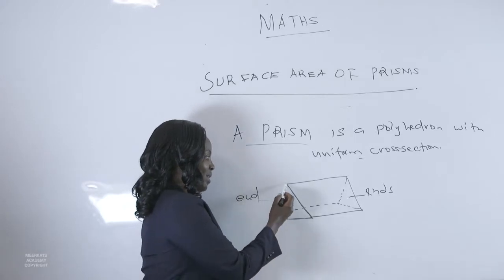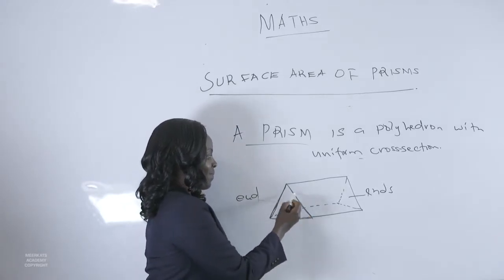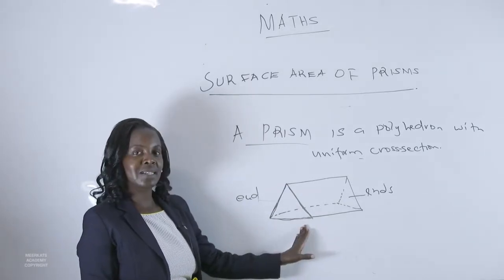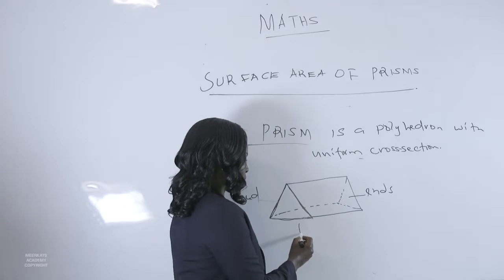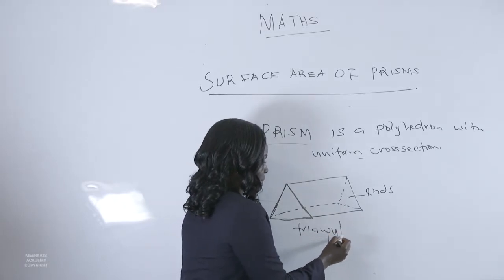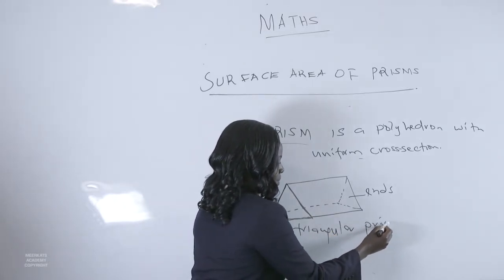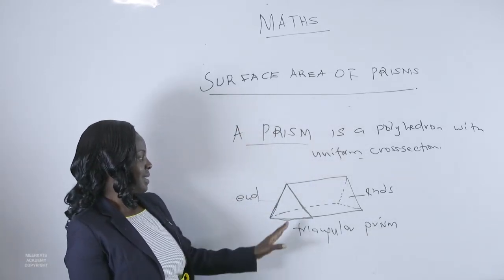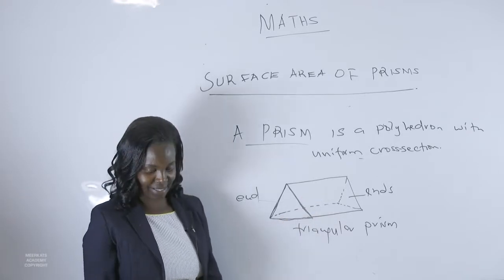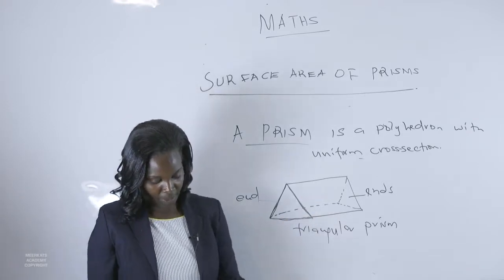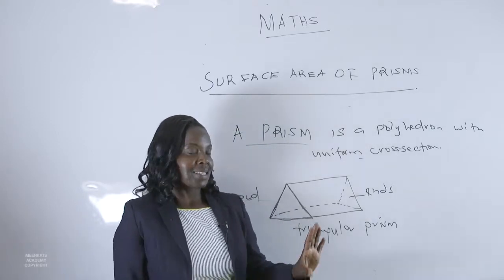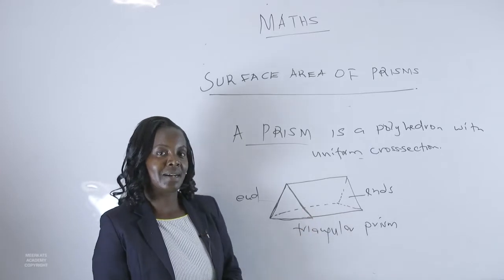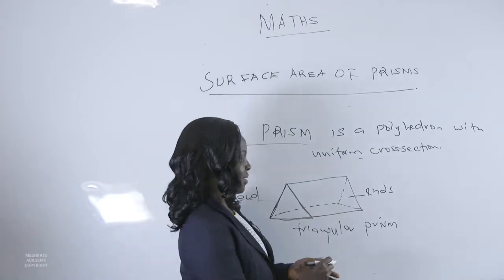For example, this one, the cross-section is a triangle. Then the name of this prism will be called a triangular prism. Triangular prism. It has three sides. So we have said that looking at the cross-section will give us the name and the type of the prism. Let's look at another one.